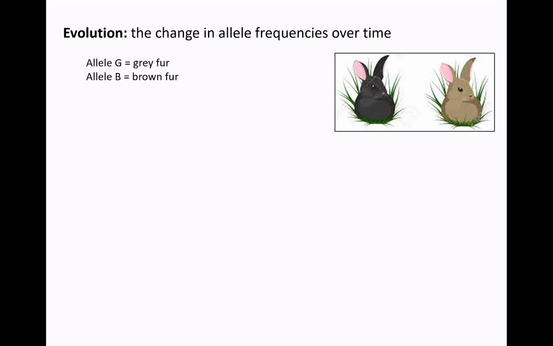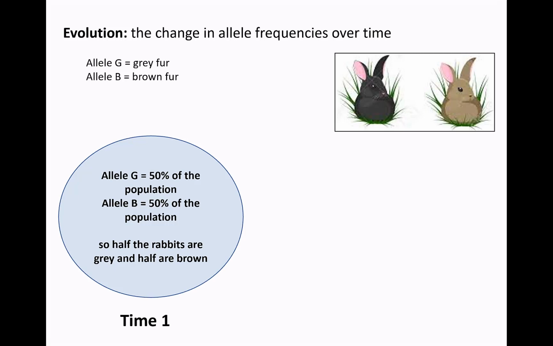Let's say that we have a population of rabbits. Some of the rabbits have gray fur, represented by the allele G. Some rabbits have brown fur, represented by the allele B. When we first observe this population, half the rabbits are brown and half the rabbits are gray. So the frequency of the alleles in the population is 50-50. 50% gray and 50% brown.